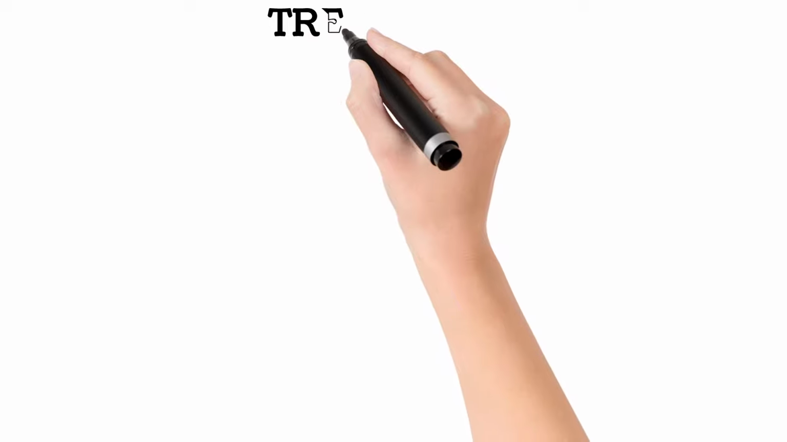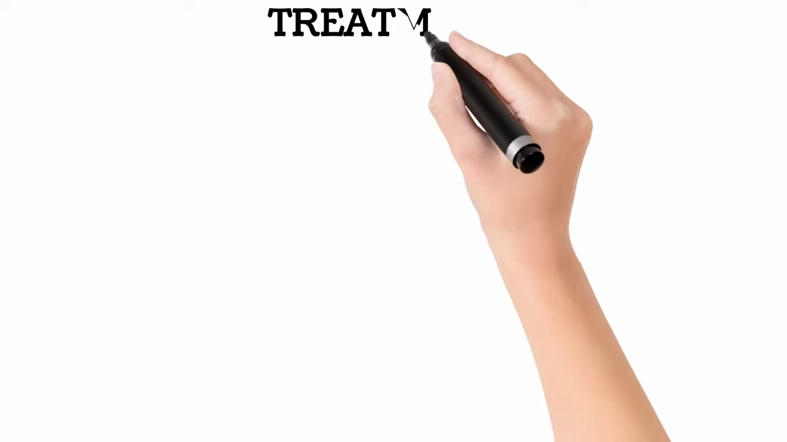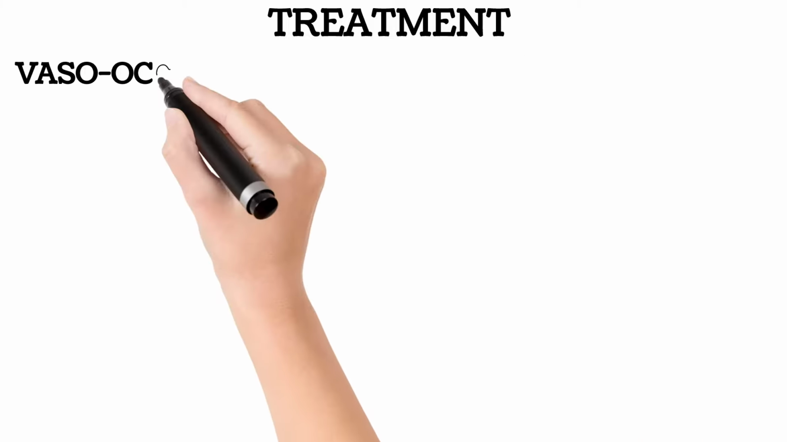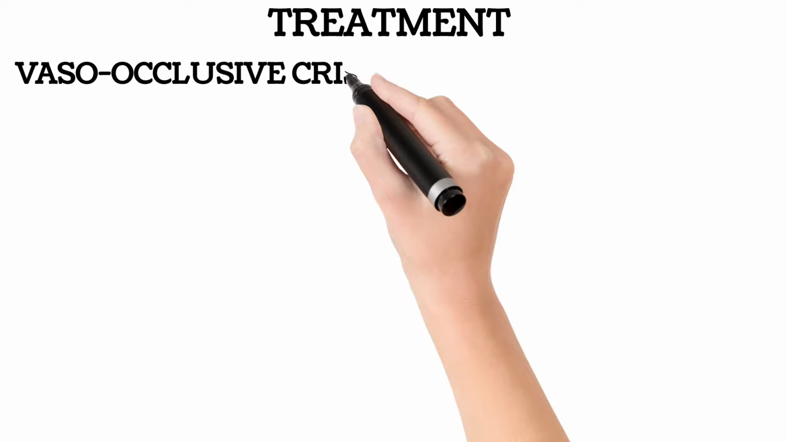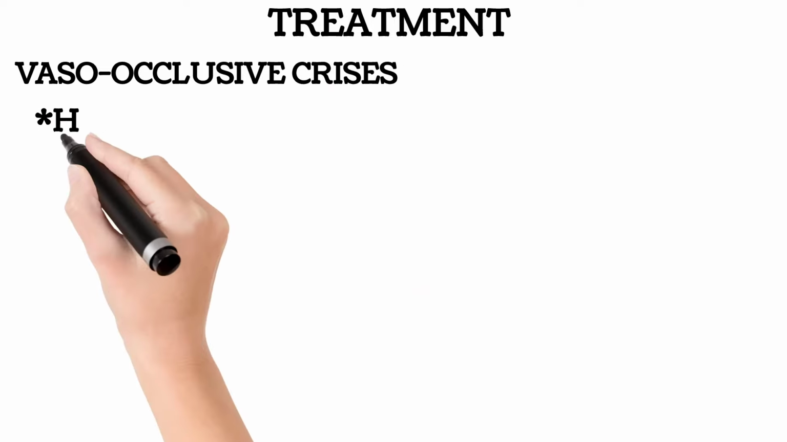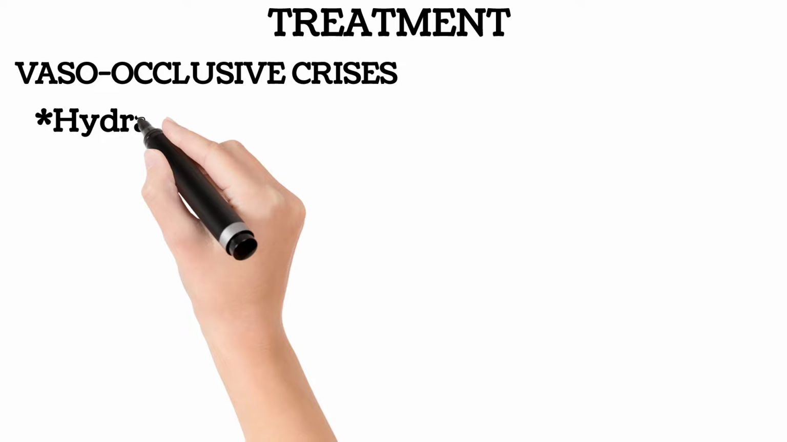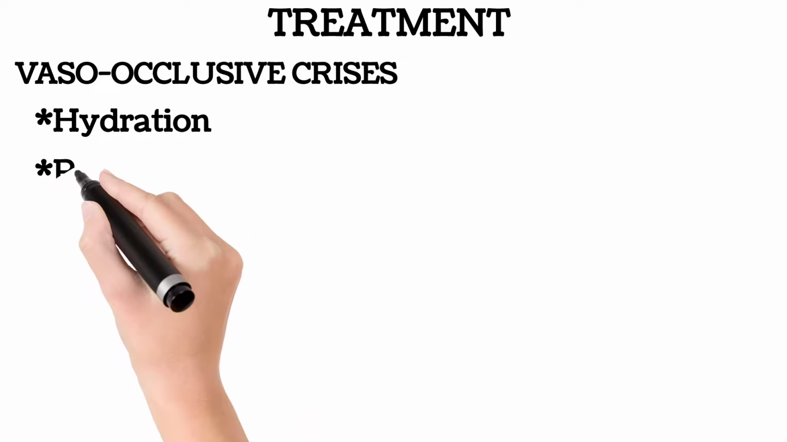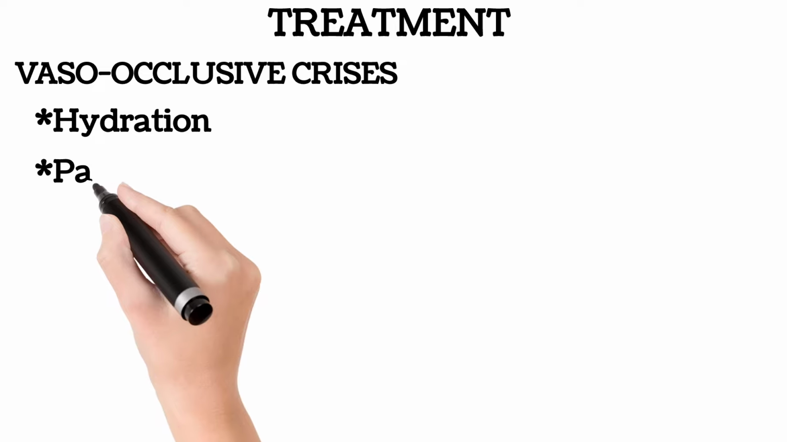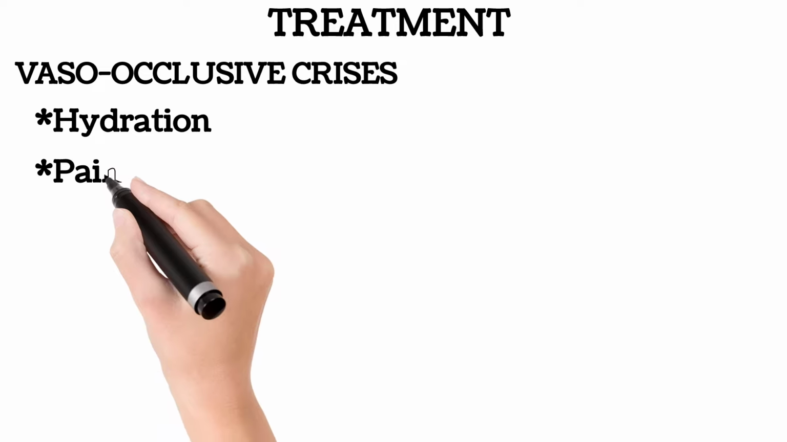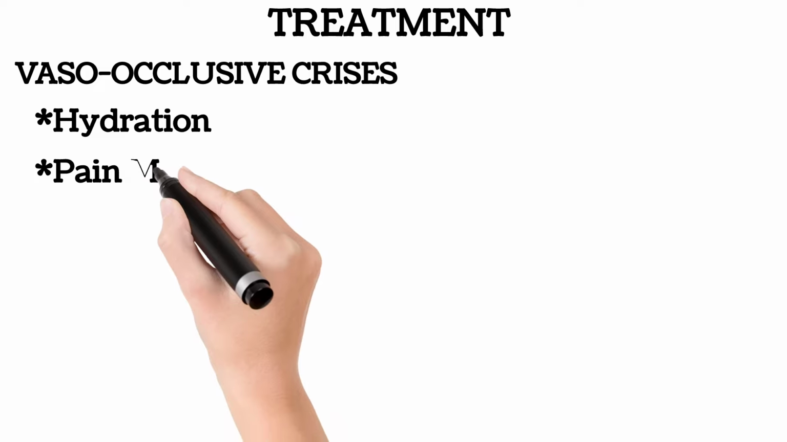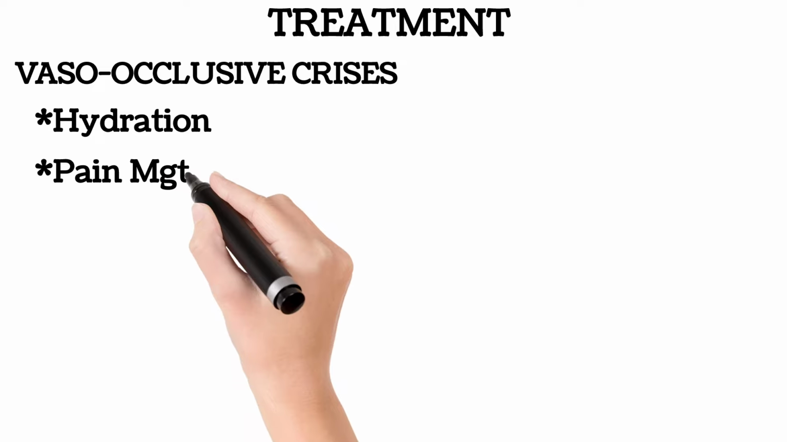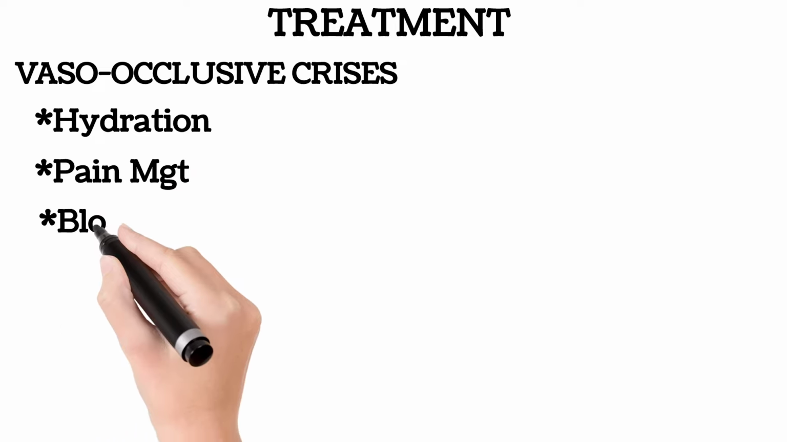Let's look at the treatment of sickle cell anemia. We'll look at the treatment based on the types of crisis that we discussed. So for vaso-occlusive crisis, number one is good hydration. And good hydration means giving 1.5 to 2 times the maintenance fluid. Number two, pain control. So depending on the level of pain, when you rate it, if it's mild pain, you can give paracetamol. If it's moderate, you can give an NSAID like ibuprofen. If it's severe, you give morphine.